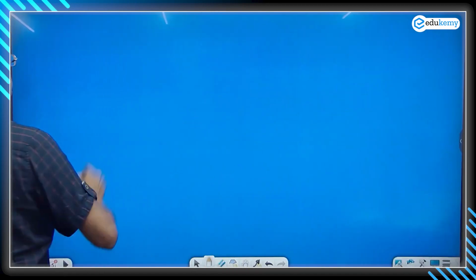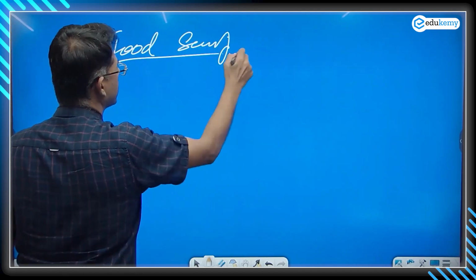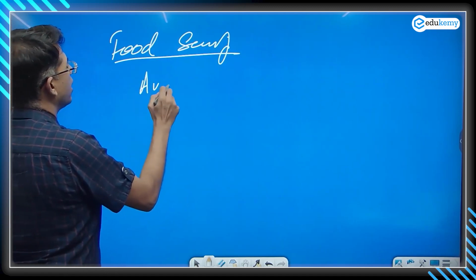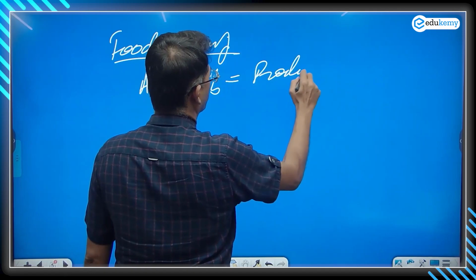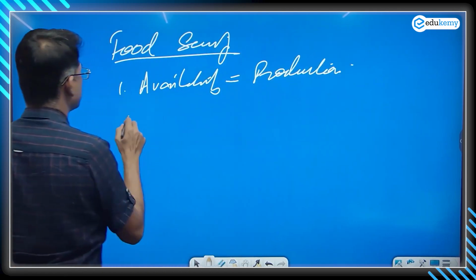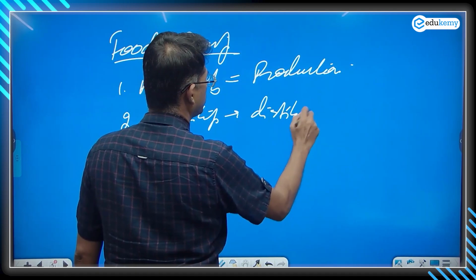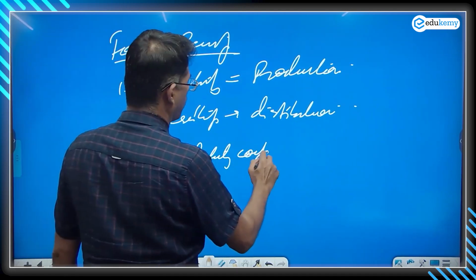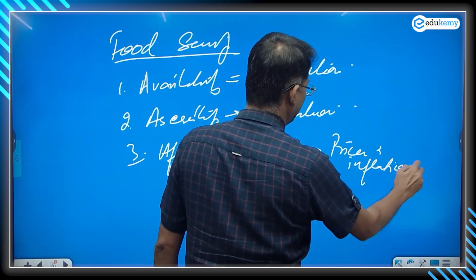Okay. Now, when you say food security, it has different elements. Keep writing, please. One is the availability component. This is about production. Then there is the accessibility component. This is about distribution. Then we have the affordability component. This is about prices and inflation.